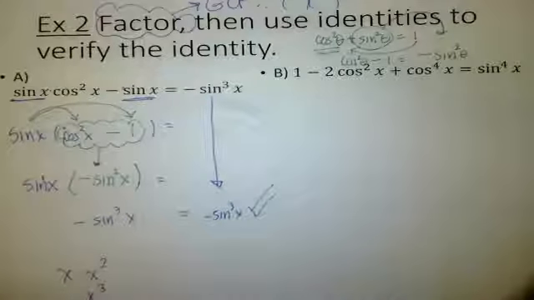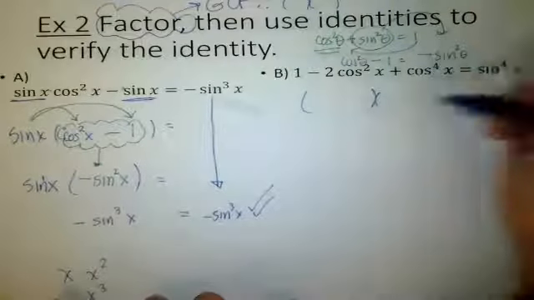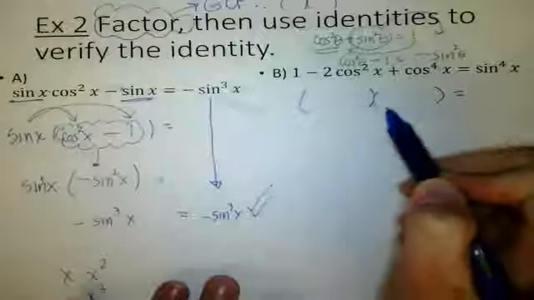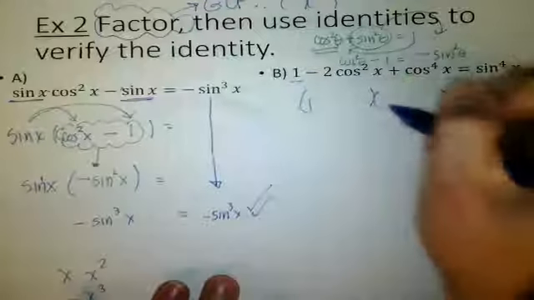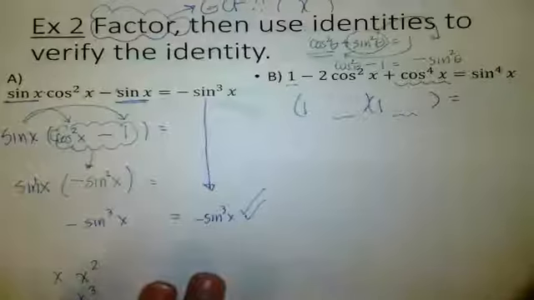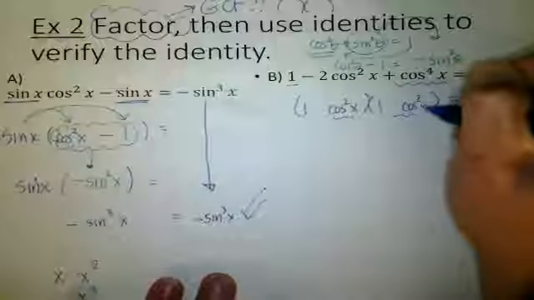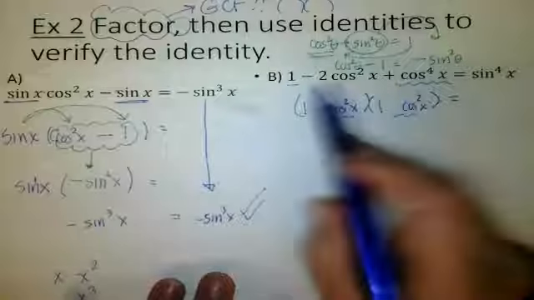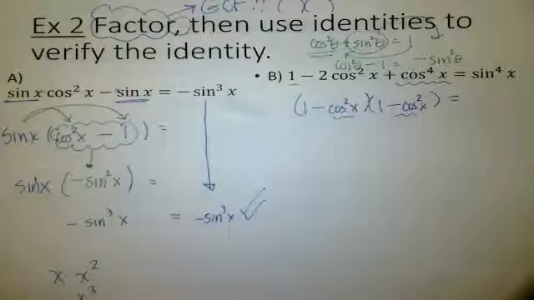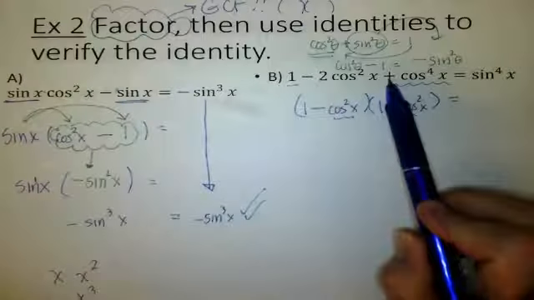Is there a GCF? No, but there are three terms, and so I can double bubble. What times what is 1? 1 times 1. What times what is cosine to the 4th? Cosine squared x and cosine squared of x would be cosine to the fourth of x. How do we make it negative? Negative cosine squared of x times negative cosine squared of x would give us that positive.